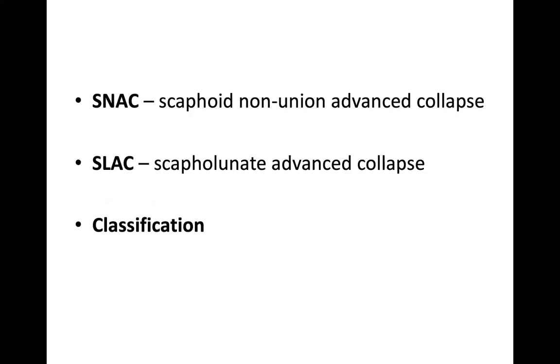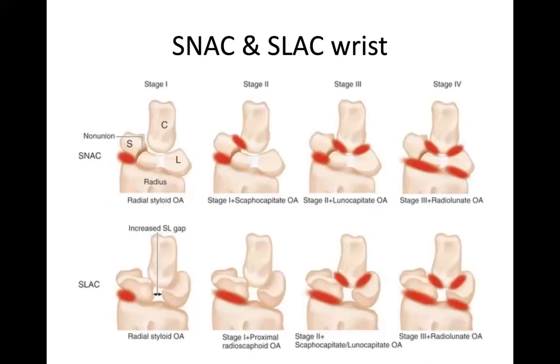So SNAC stands for scaphoid non-union advanced collapse. SLAC is scapholunate advanced collapse. The classification was originally done by Watson and Ballet in 1984. So the top row is SNAC. So the first stage is where you get arthritis developing between the distal scaphoid and the radial styloid.